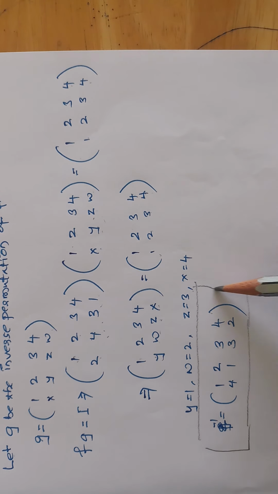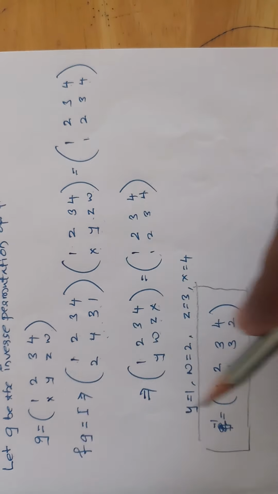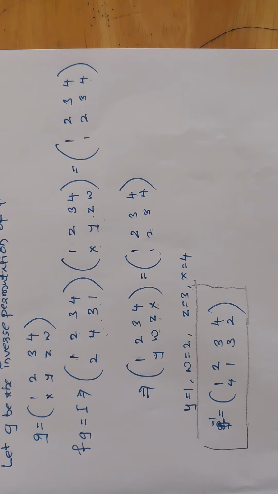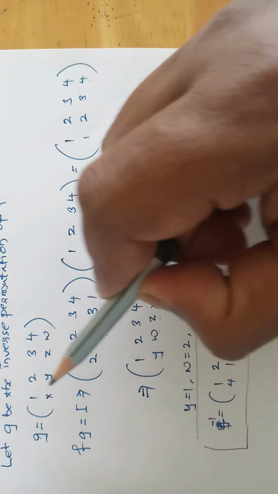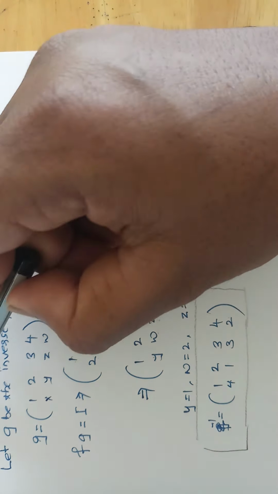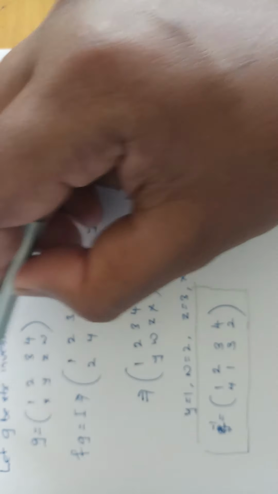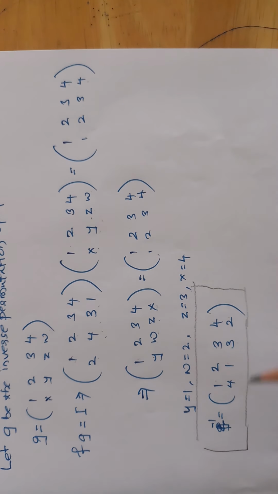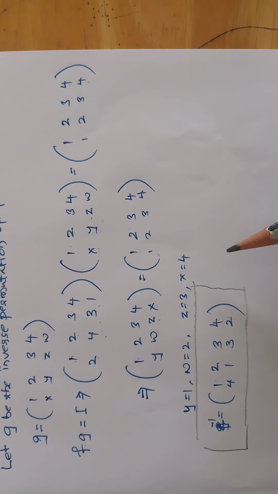If we multiply these two, then we get identity permutation. So here 1 goes to 2, and here 2 goes to 1, so 1 goes to 1. Next 2 goes to 4, and 4 goes to 2, so 2 goes to 2. Next 3 goes to 3, here also 3 goes to 3. Next 4 goes to 1, and 1 goes to 4. So if we multiply these two, we get I, that is identity permutation. Therefore the inverse permutation of f is this.